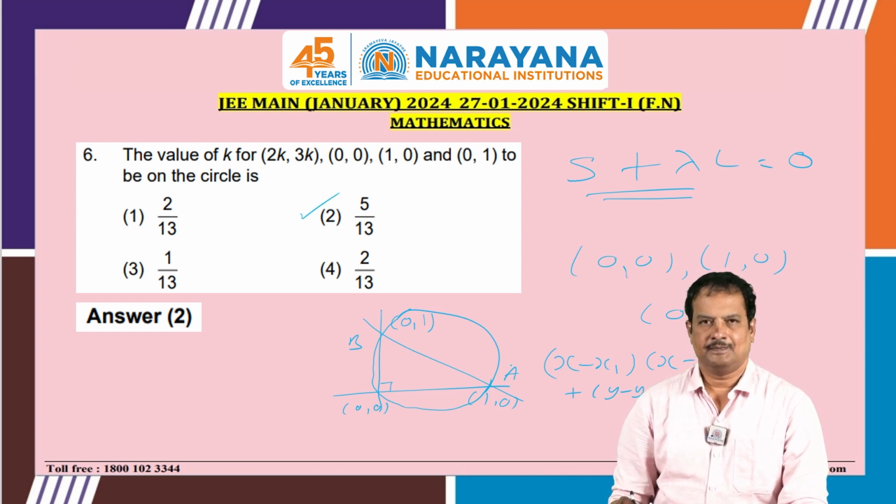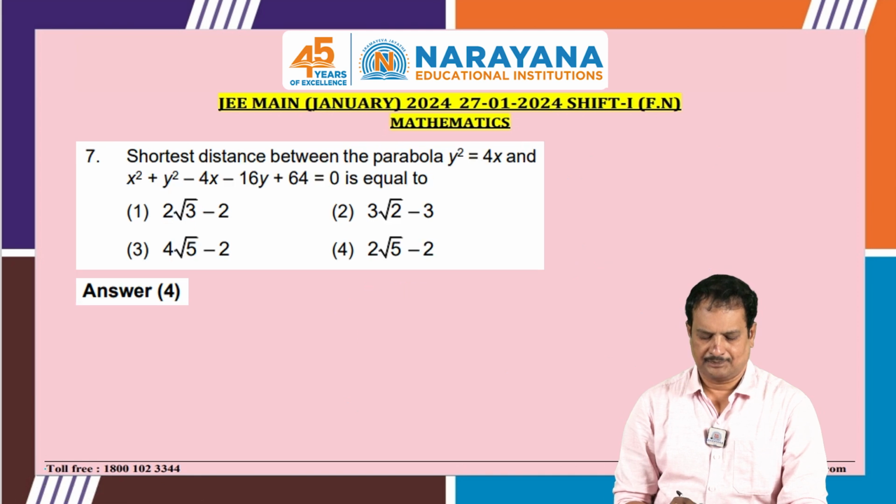So we are just using the circle having AB as a diameter, where A stands for 1, comma 0 and B stands for 0, comma 1. I told you already, even if it is not a right angle triangle, still we can use the S plus lambda L equal to 0 concept. Now let's go to the next question.